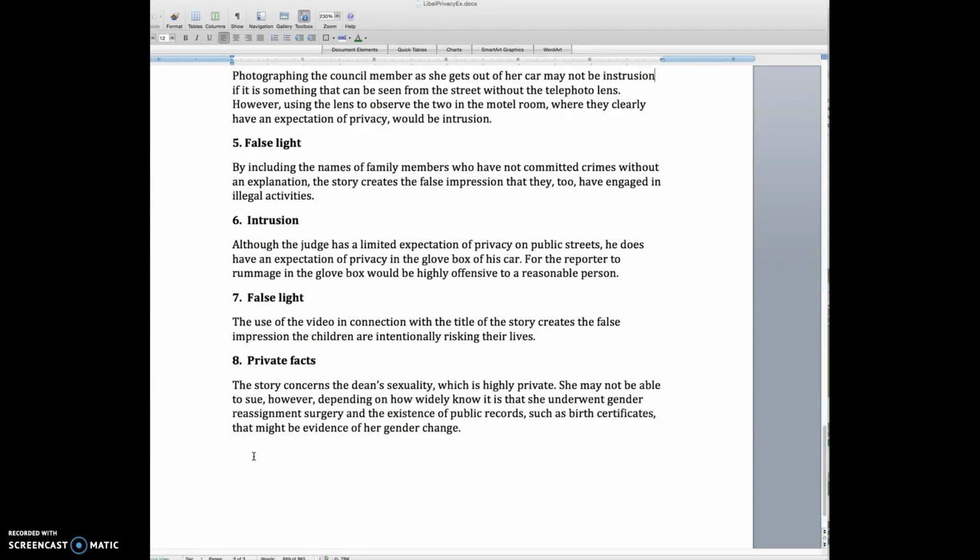I might take an exception to the authors a little bit on that. You're talking about a dean at a private college. That does make a difference. I was going to say, if this was a public college, she would be a public figure, in which case the information about her gender change or alleged gender change might be of public interest. But since we're talking about a private college, then it probably would fall under this category of private facts. And I think that's it.